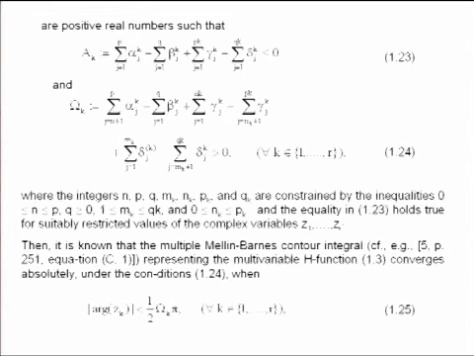These are positive real numbers, where the integers n, p, q, mk, nk, pk and qk are constrained by the inequalities 0 less than or equal to n less than or equal to p and q greater than or equal to 0, 1 less than or equal to mk less than or equal to qk and 0 less than or equal to nk less than or equal to pk, and the equality above equation 1.23 holds true for suitably restricted values of the complex variables Z1 to Zr.